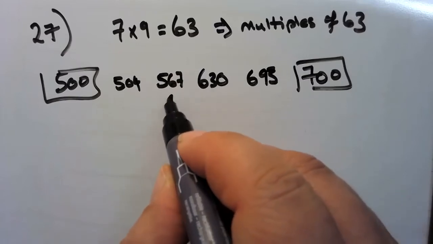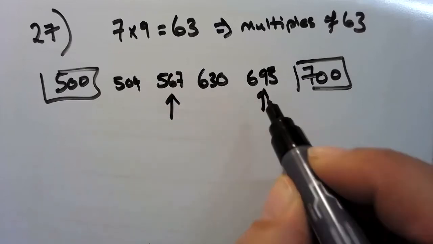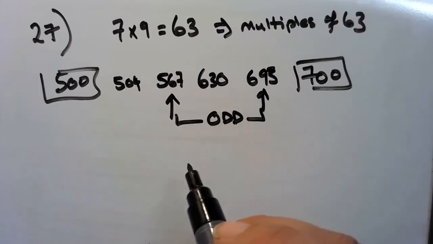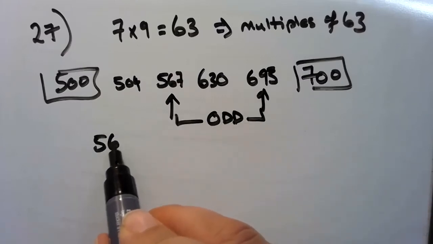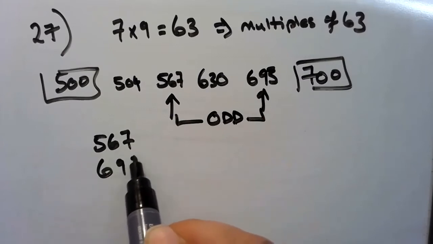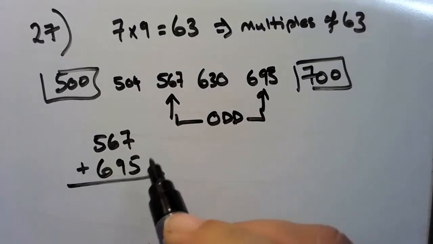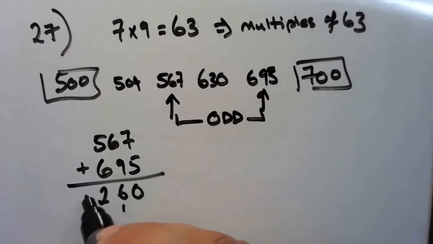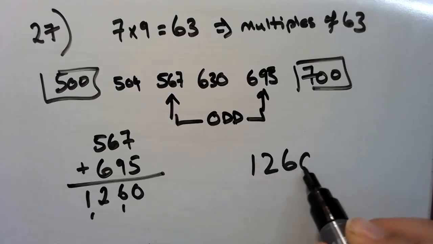Now, only this one and this one here are odd. So those are the two numbers I need to add together. So the answer is 1,260.